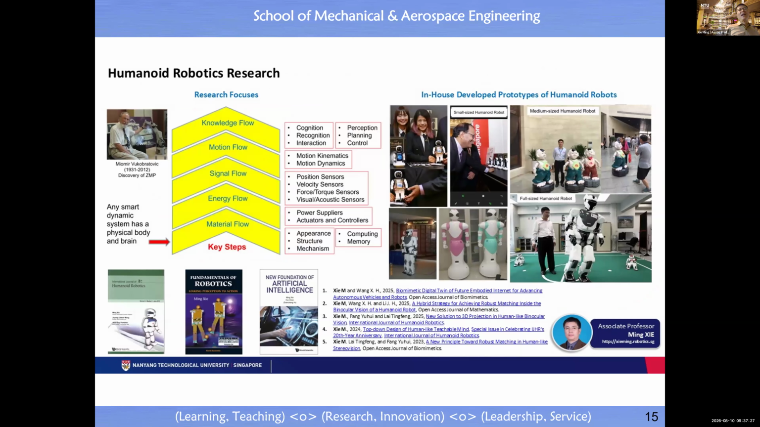Then we can apply AI into two interesting platforms. One is a humanoid robot. Today in the media, this is also a very, very hot topic, so a lot of companies venture into the design and development of humanoid robots. This slide shows you the prototypes that we have developed, by the team under my supervision, from small humanoid robots all the way to full-size humanoid robots.